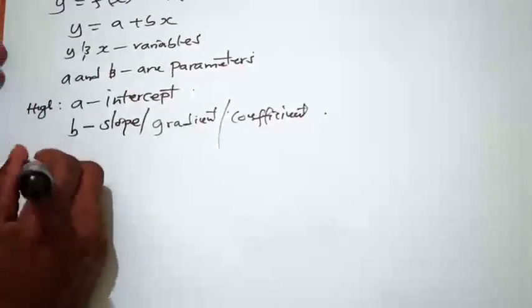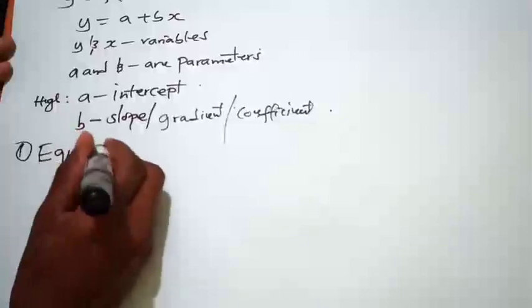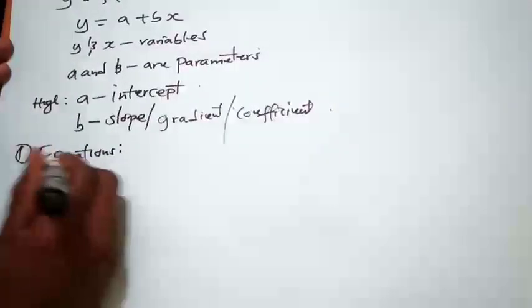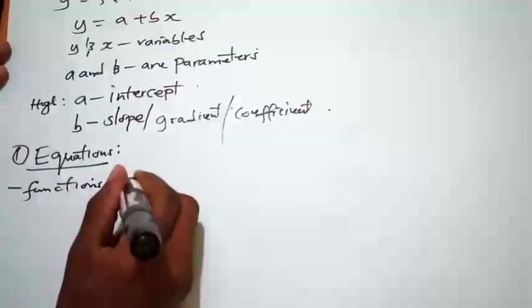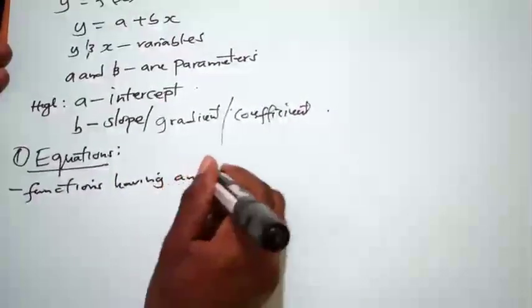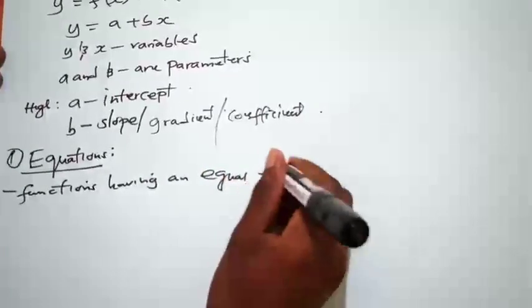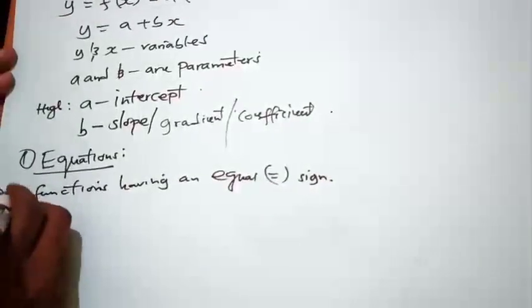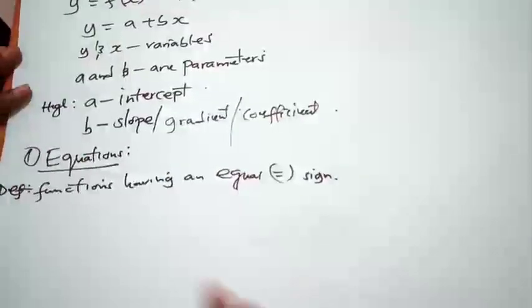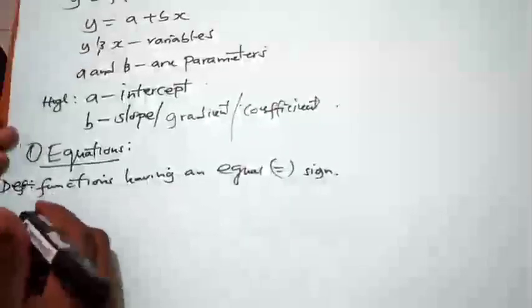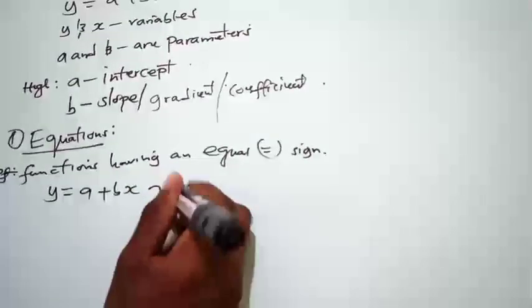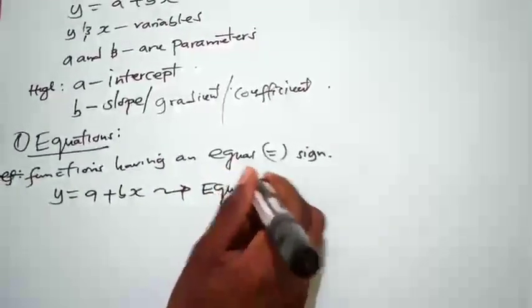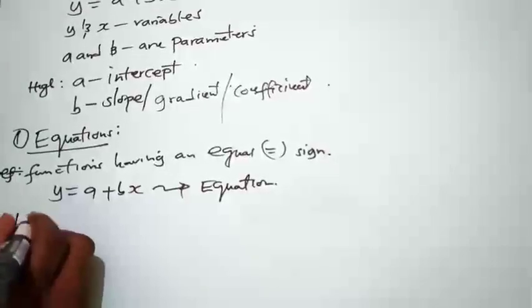From functions, we develop what we call equations. And when we talk about functions having an equal sign, that is the definition for equations. So the definition for equations is that they are functions that have an equal sign. So when you talk about y equals a plus bx, we can talk about it being an equation. And in this case, we talk about it being a linear equation.